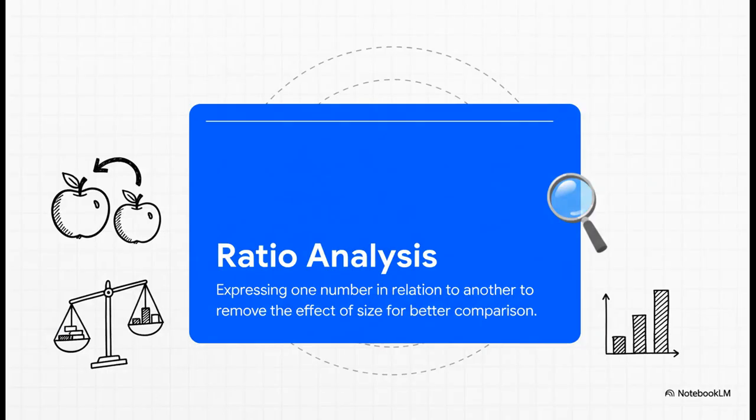First up is ratio analysis. This is basically our magnifying glass. By taking one number and relating it to another, like say profit compared to sales, we can create a standard metric. And what this does is it gets rid of the whole size issue. It lets us make apples to apples comparisons, no pun intended, so we can see how a company is doing over time or how it stacks up against its rivals.